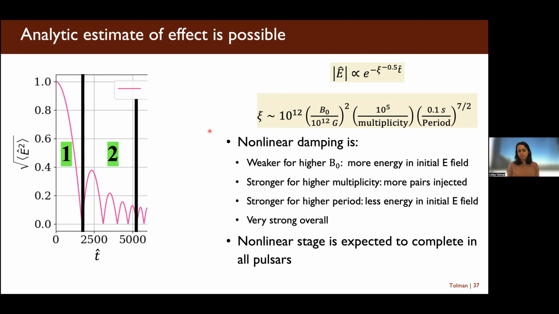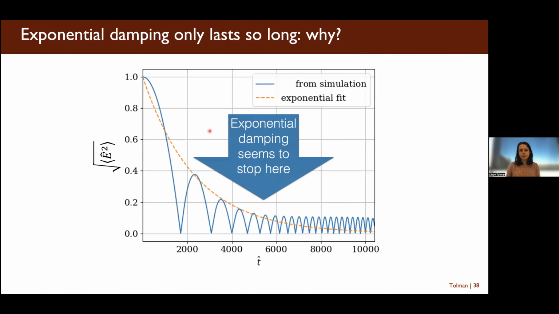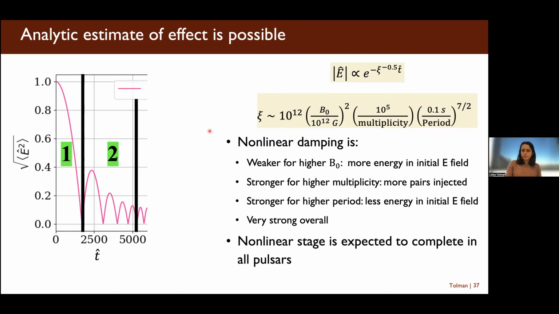And this will basically complete in all pulsars. But this, really fast. Sorry. Can you remind me why the longer period has less energy in the electric field? This is because the electric field is generated through the rotation, basically. So a quickly spinning pulsar will have a stronger electric field.